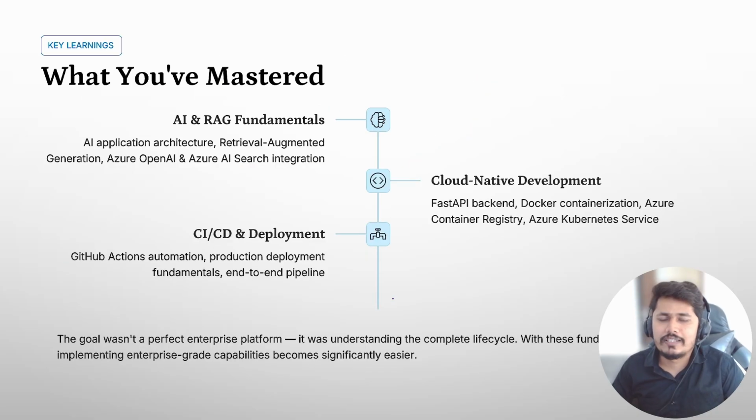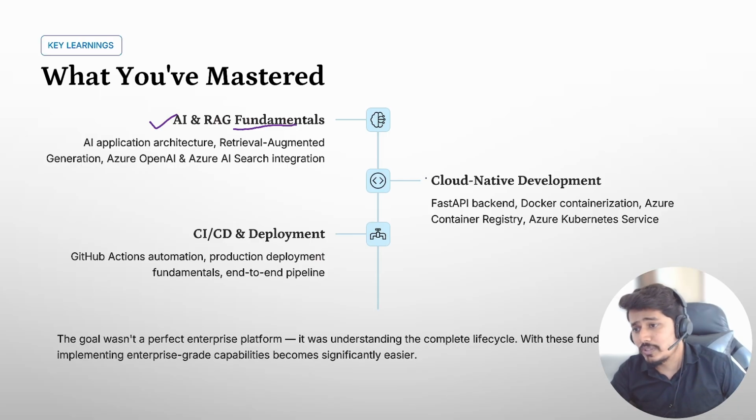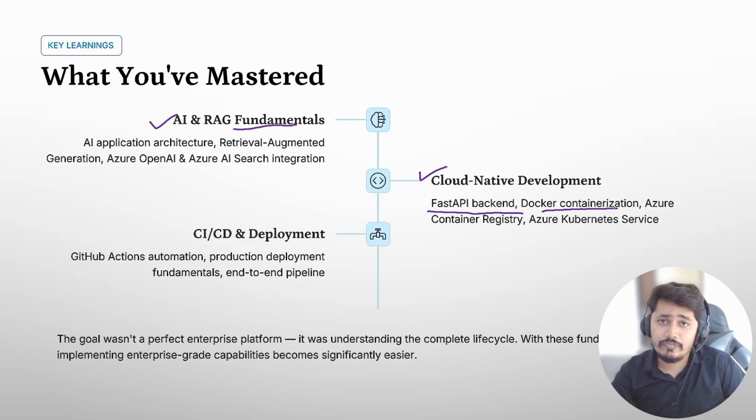And coming to the last, the key learnings that we have obtained out of this particular course: first, we have learned the AI and RAG fundamentals. We have understood retrieval augmented generation, OpenAI, and the resources that are required in order to build the RAG application. Then comes cloud-native deployment. We have built the deployment using a FastAPI backend, so now we are aware of the FastAPI backend as well. Then we have Dockerized the application, so we have gained understanding of Docker containerization. We have built our own Docker image. Then we have stored that image on the container registry, so we have understood the Azure resource, that is ACR, and finally we have deployed the application on AKS, which is a deployment service.